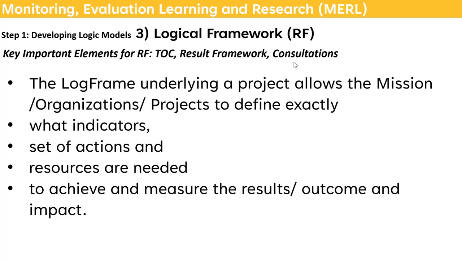Now you have already developed a result framework where you have the outputs. Now here in this stage, in the logical framework, you have to interpret those outputs into indicators, the outcome also into the indicators and the goal also into the indicator language. And here also you have to decide about the actions and the resources which are needed to achieve those outputs and outcome and impact. So a logical framework is basically a detailed interpretation of the result framework. And the result framework was an interpretation of the theory of change.